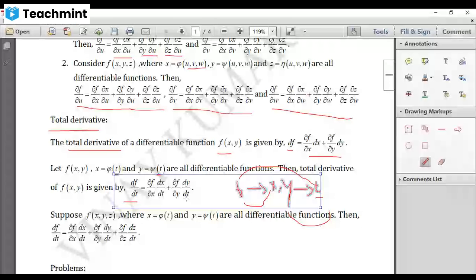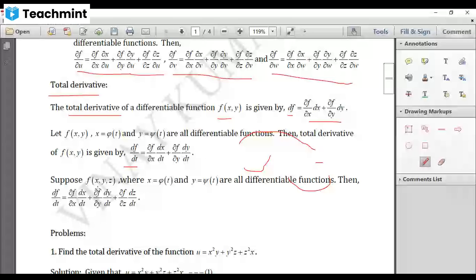That's why we are writing partially, because we are differentiating with respect to only one variable by keeping the other one as constant. Okay. Now, similarly, the total derivative of a function involving three variables, x, y, z, right?